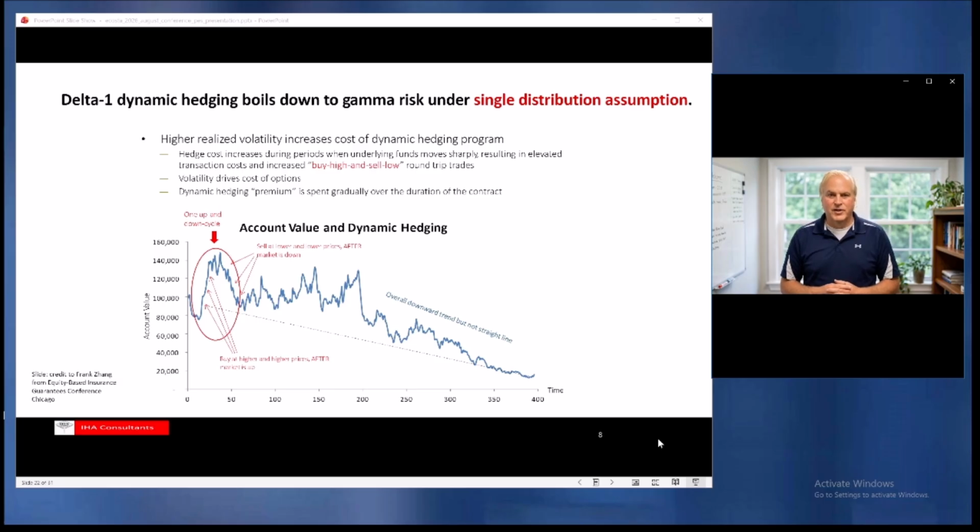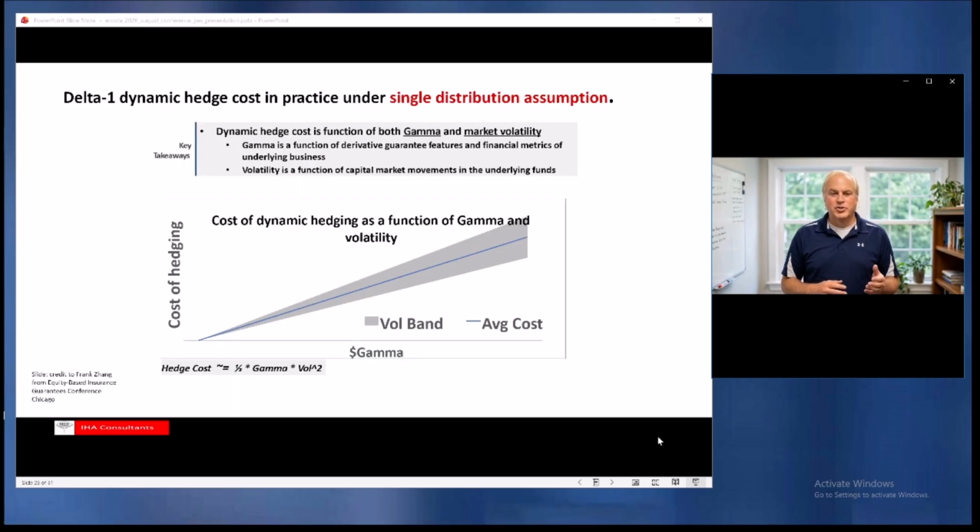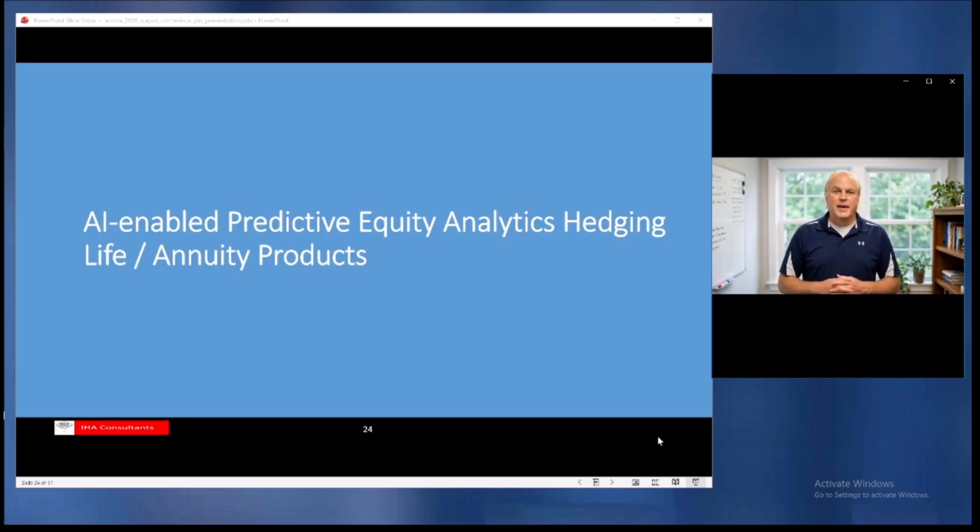Higher realized volatility increases the cost of a dynamic hedging program under single distribution assumption. Sophisticated software and experience is required. Dynamic hedge cost is a function of both gamma and market volatility under single distribution assumption. Section 4. AI-enabled predictive equity analytics hedging for life and annuity products.